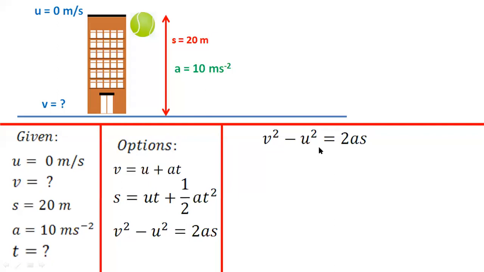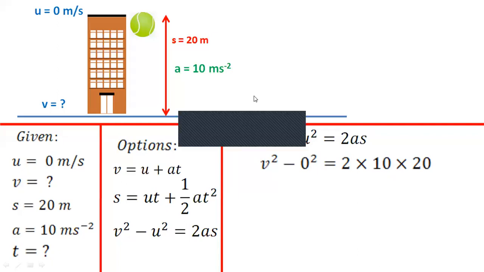Now let us calculate. V square minus U square is equal to 2AS. V square value we have to calculate. U is 0, so 0 square. 2 into acceleration is 10 into 20, distance covered is 20. And acceleration we have taken positive because the body is falling. Do not take it negative. It is positive because the body is falling. Now, V square minus 0 square is equal to 2 into 10 into 20. So give me answer for this. 2 into 10 is 20. 20 into 20 is how much? 400. So what would be the value of V?